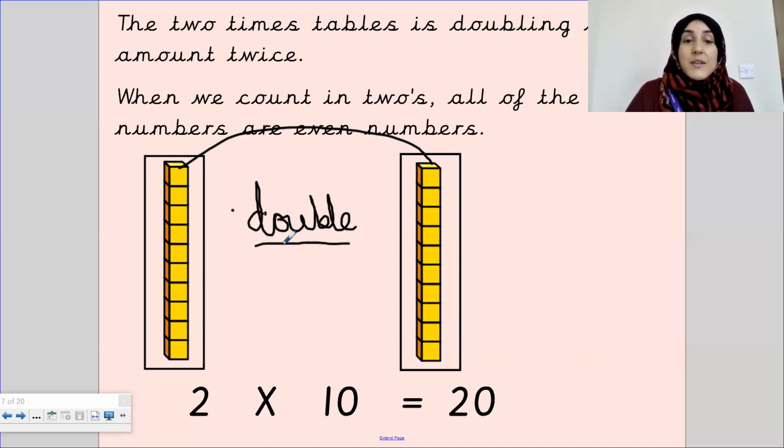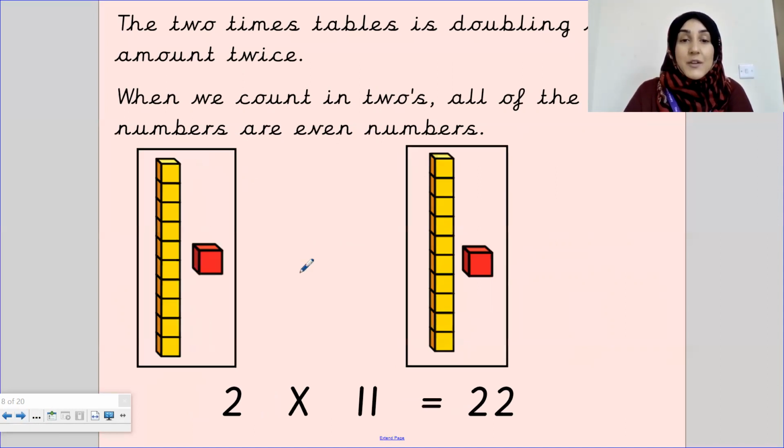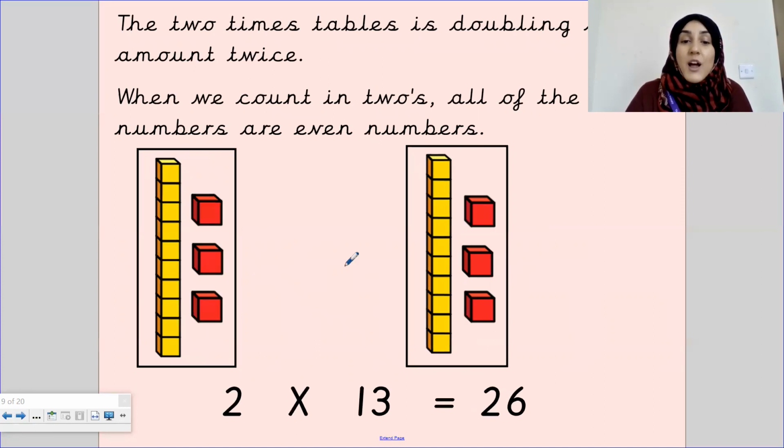That's amazing. Okay, so we've got double the amount twice. So we've got 1 10 stick here, and we double it to make 2 10 sticks. So 2 multiplied by 10 equals 20. Okie dokie. And here we have another example. So pause the video here and have a look at this example. And then we have another example over here.